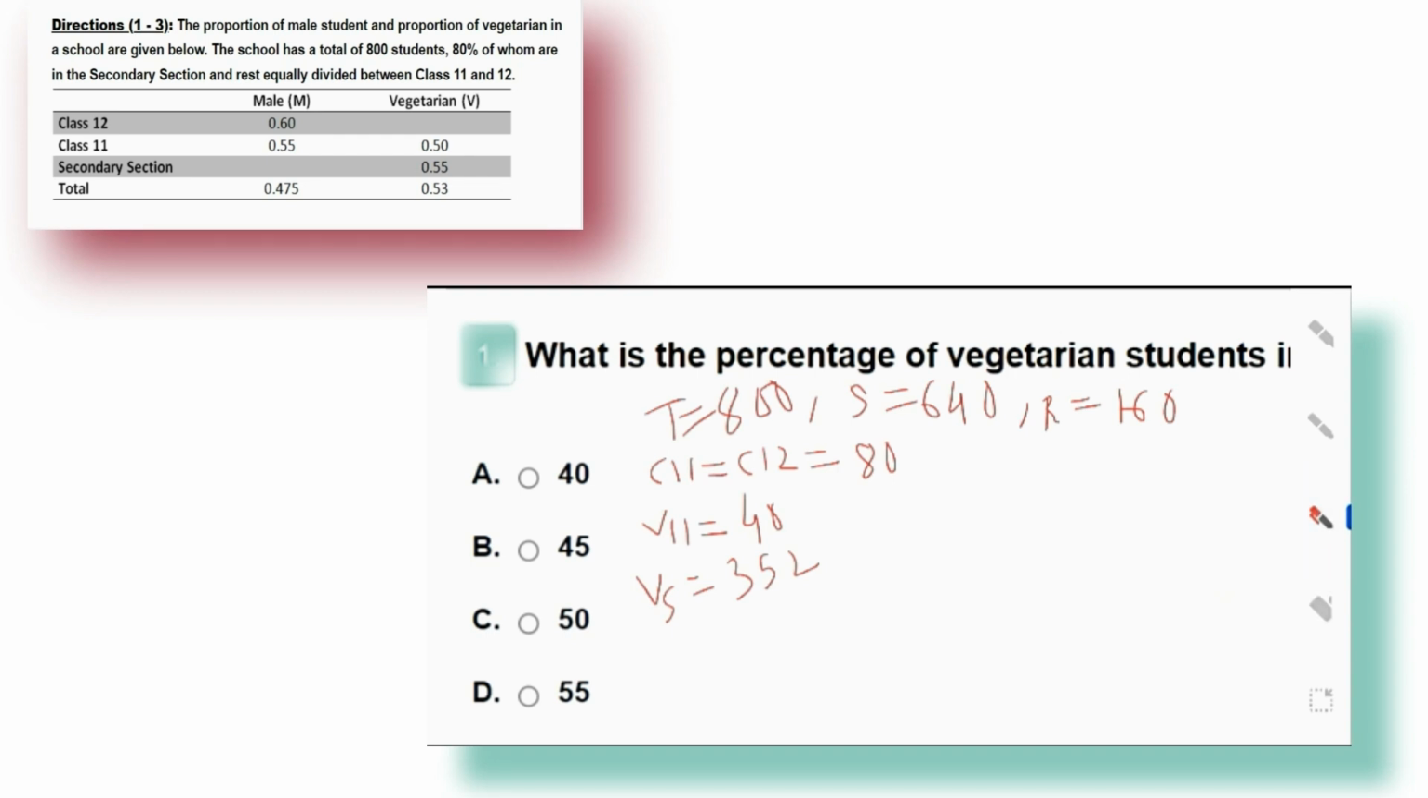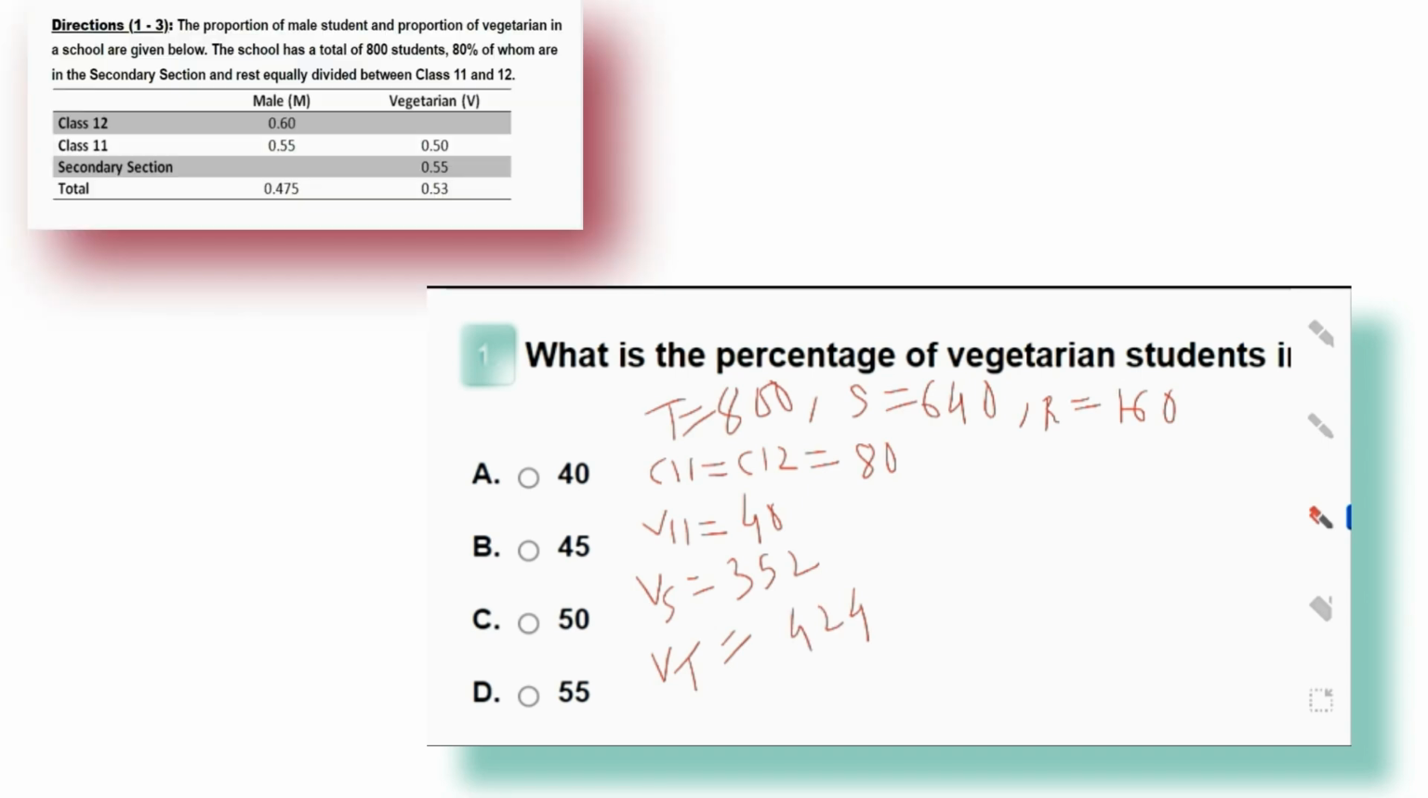Okay, so now we have to calculate the total vegetarians present, so that is 53% of 800, right? So 53% of 800 means the total vegetarians. So 800 multiplied by 53%, so we have to multiply 53 by 8. So 8 3s are 24 and 8 5s are 40, so 424.